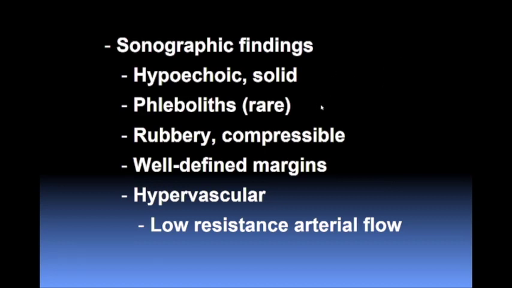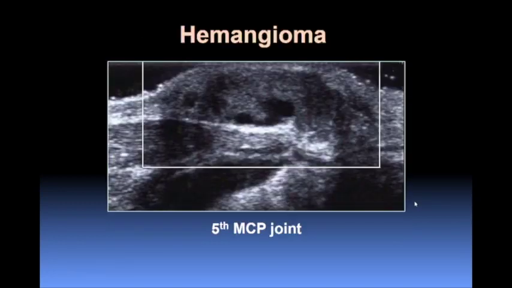People have talked about phleboliths. As many hemangiomas as I've seen over the years, I've never seen phleboliths. When you feel them, they're sort of rubbery, a little bit compressible. They too have well-defined margins. And if you were to turn on a color Doppler, they're hypervascular. And if you were to get a waveform, there's a lot of low-resistance arterial flow.